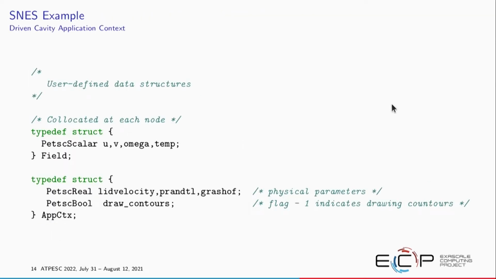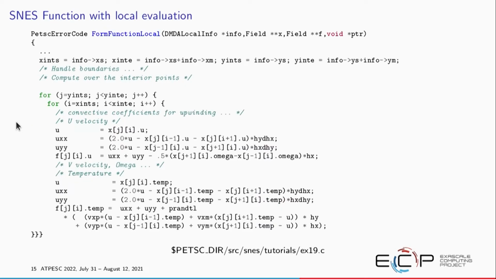And I had talked a little bit about what this looks like as a user. I just show here some examples that if you want to, you can open up the ex19.c file that's provided in the examples directory for our track and look at this. But I just show here some little highlights, like what the application context looks like. It's pretty simple for this problem. And then you can look at what the form function looks like, and it's just doing finite differences here. So it's a pretty simple thing that we're going to be working with.